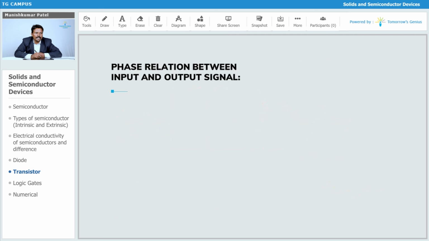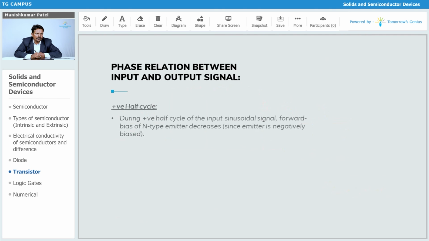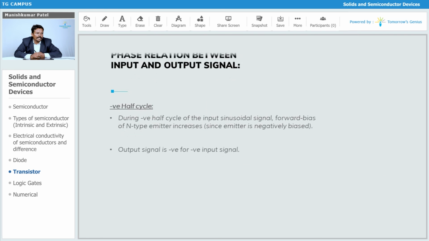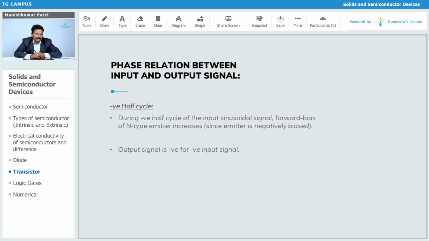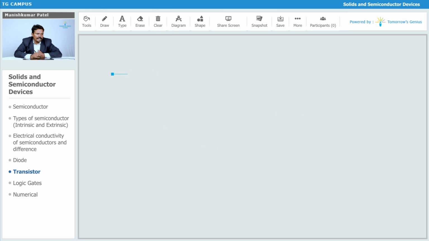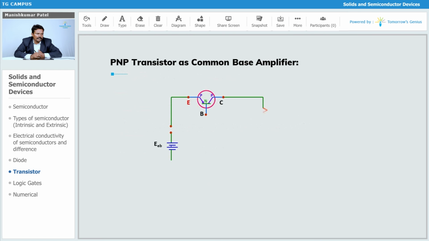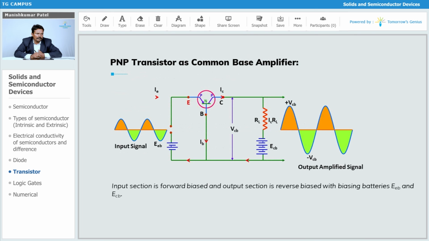So what is the phase relation between input and output? Definitely you can say that the output signal is positive for a positive input signal, so the phase difference is 0, they are in the same phase. Similarly, for the negative cycle also they are in the same phase. The PNP transistor, we have already seen as a common base amplifier, and this is how we use it.